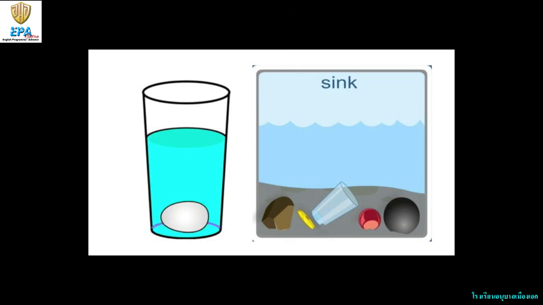Here are other examples of sinking objects: a stone, a coin, a glass, a marble, and a metal.